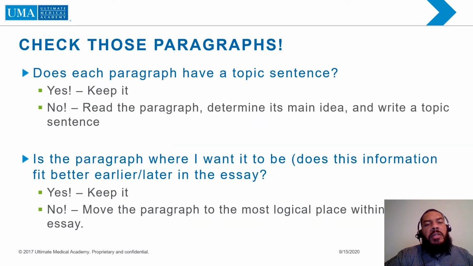Okay, so next we're going to continue the questions here. Does each paragraph have a topic sentence? If it's a yes, you're going to keep it. If the answer to this question is no, you're going to read each paragraph, determine its main idea, and write a topic sentence. Okay? Next question, you're going to ask yourself, is the paragraph where I want it to be? Does this information fit better earlier or later in the essay? Okay? So if it's a yes, you'll keep it. If it's a no, you'll move the paragraph to the most logical place within your essay.